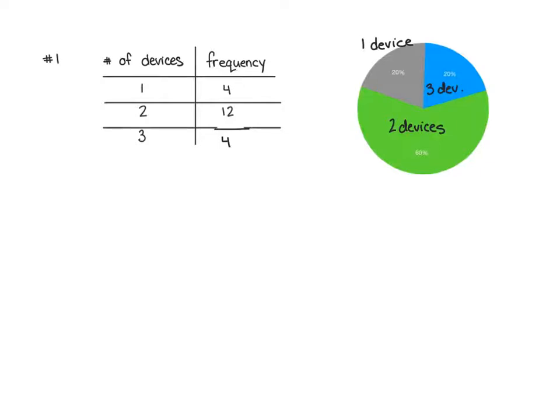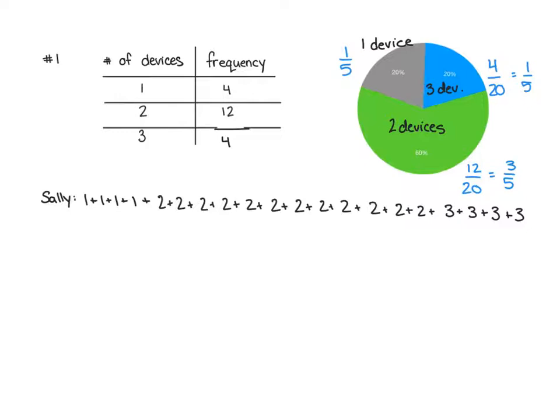If we were to write each of those as a fraction, we could go from 4 out of 20, and if we divide both by 4, that equals 1 out of 5. So 1/5 of the students have 1 device, 1/5 of the students have 3 devices, and 12 over 20, which if we divide by 4 gives us 3/5 of the students have 2 devices.